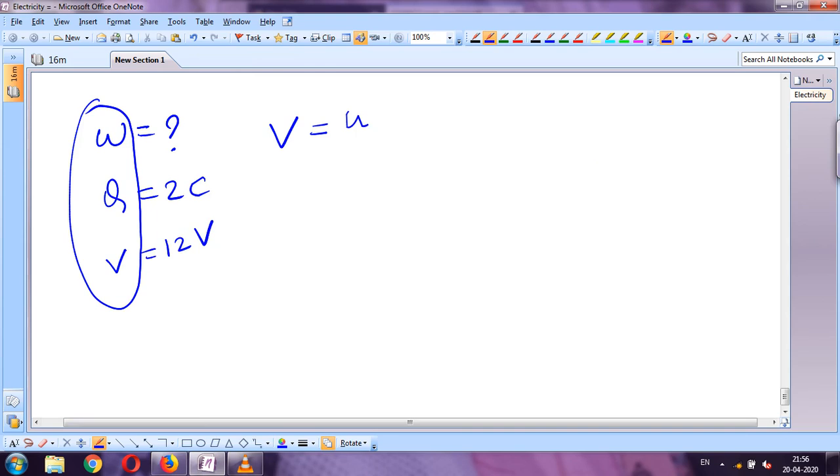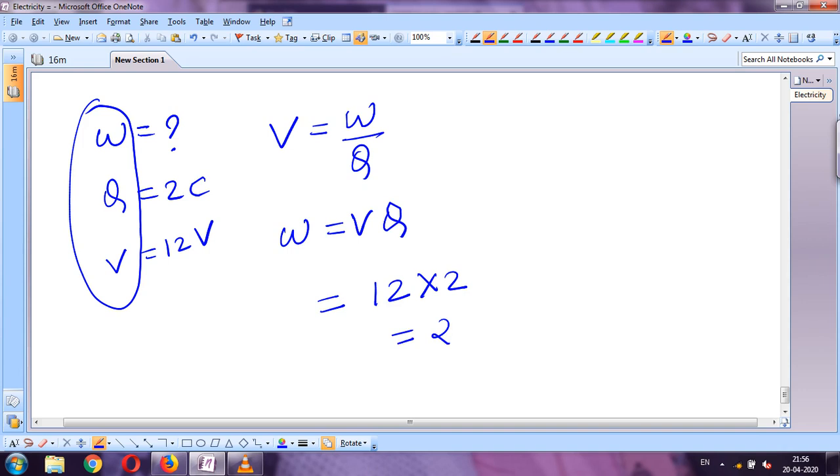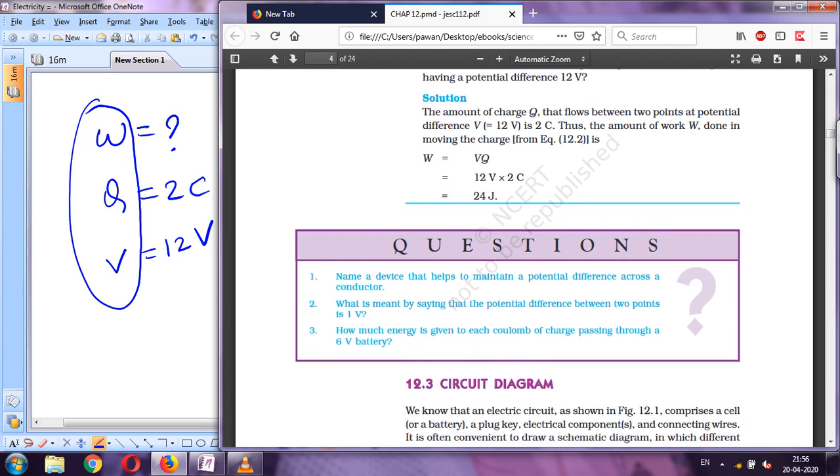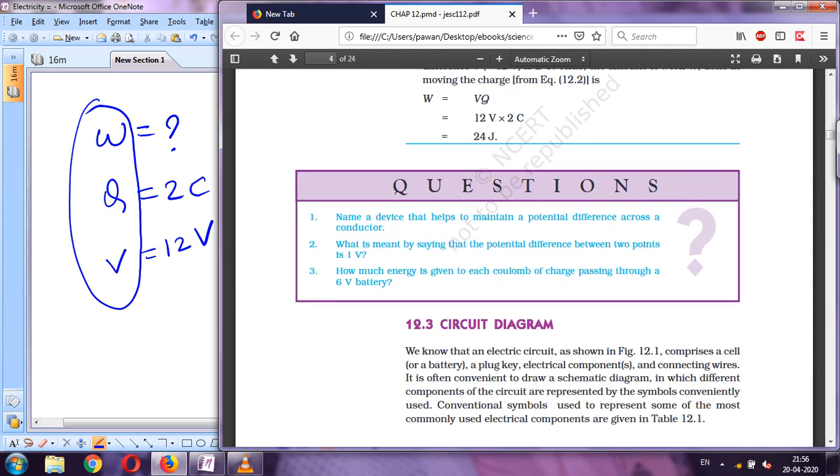Now you check what formula relates these three quantities. You say, sir, just now you taught the potential difference formula. It is W upon Q. So from here we can say W is equal to VQ. And what is V? 12. What is charge? 2. So 12 times 2 is 24. It was work, so work will be in joule. This is your answer. Check once. Yes, this is the same answer.